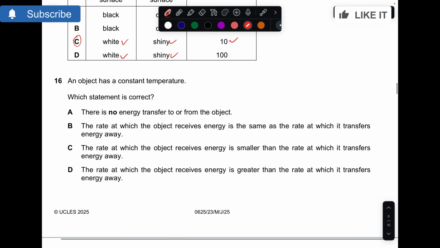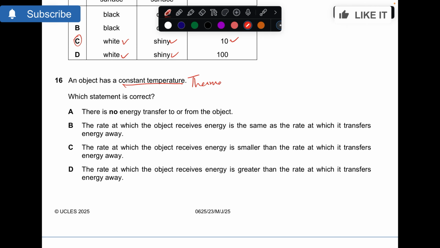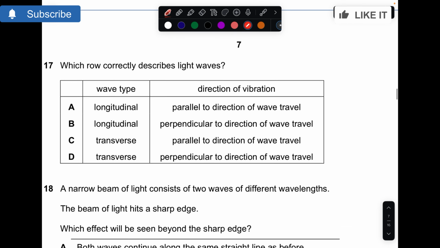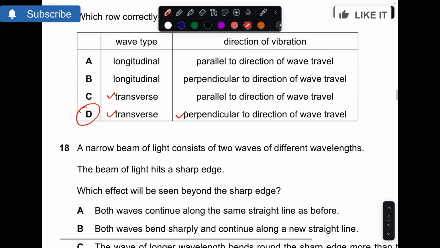An object has a constant temperature. Which statement is correct? Constant temperature means it is in thermal equilibrium. So option B is correct. The rate at which the object receives energy is equal to the rate at which it transfers energy. Okay. In question 17, which row correctly describes the light wave? Light waves are transverse, and in transverse waves particles move perpendicular. Option D is correct.